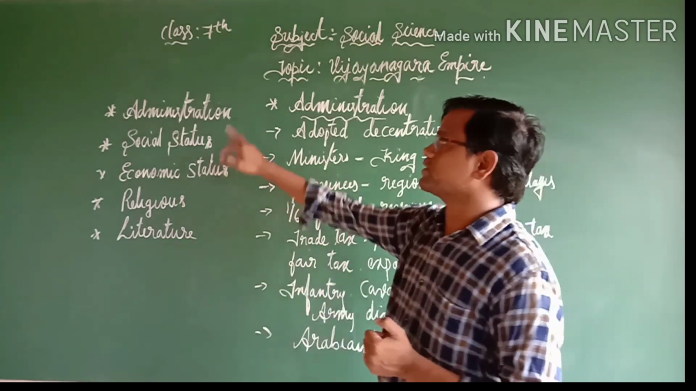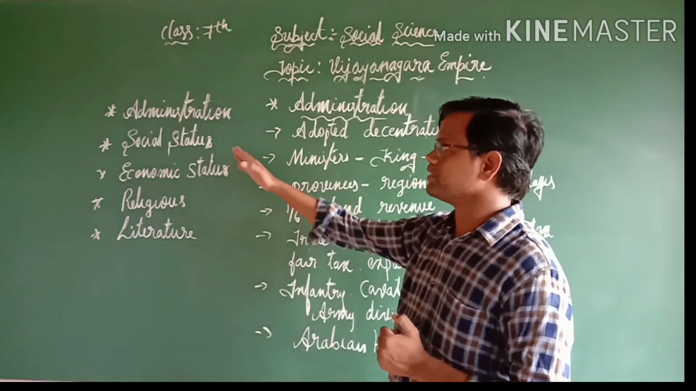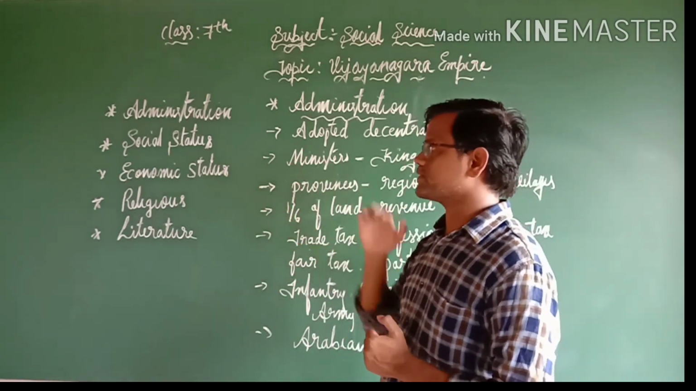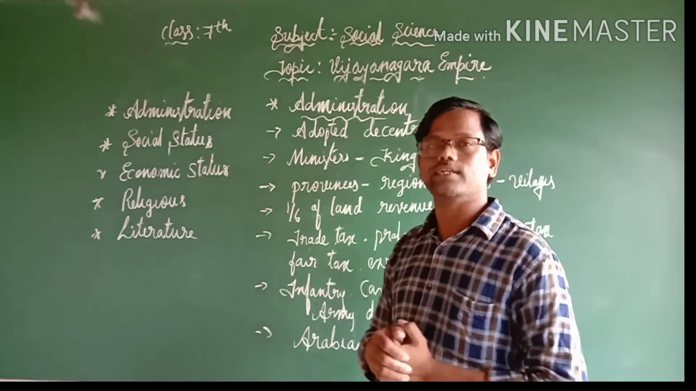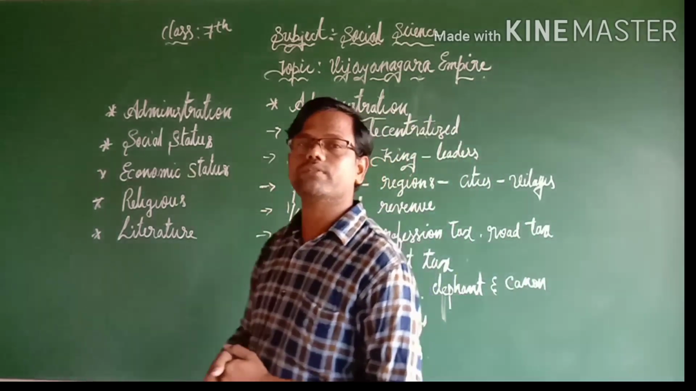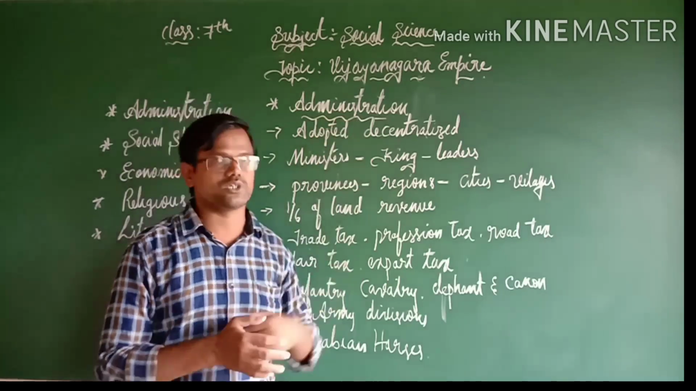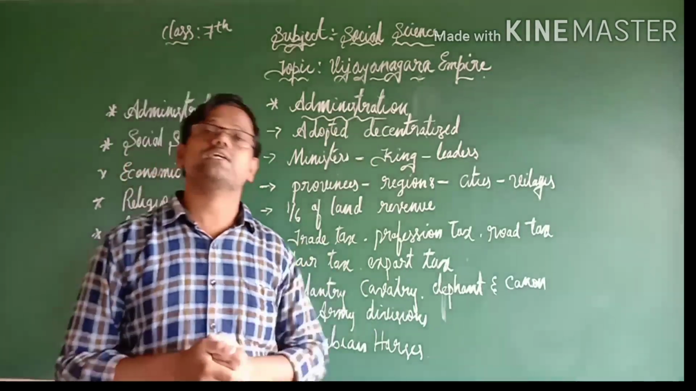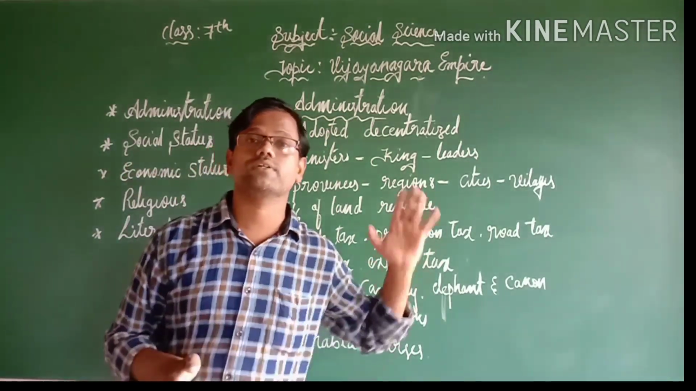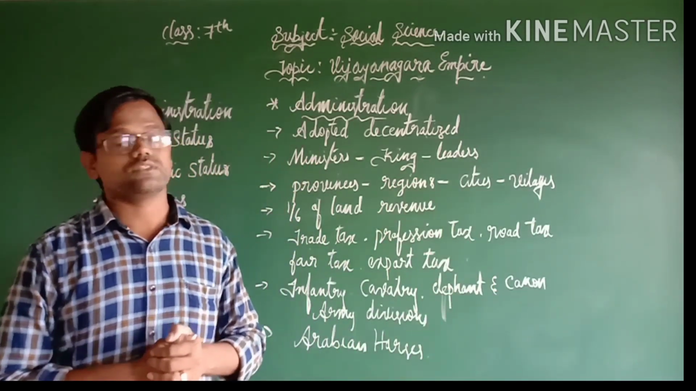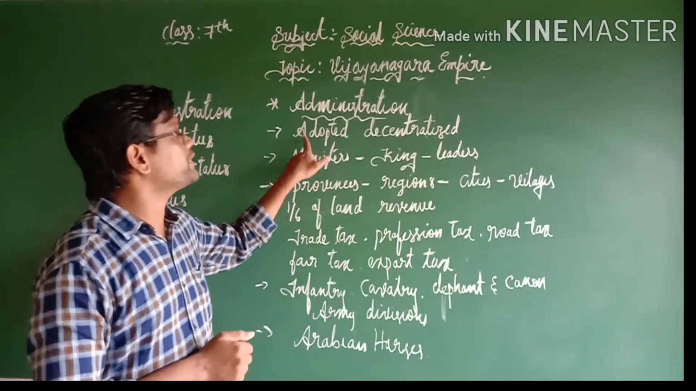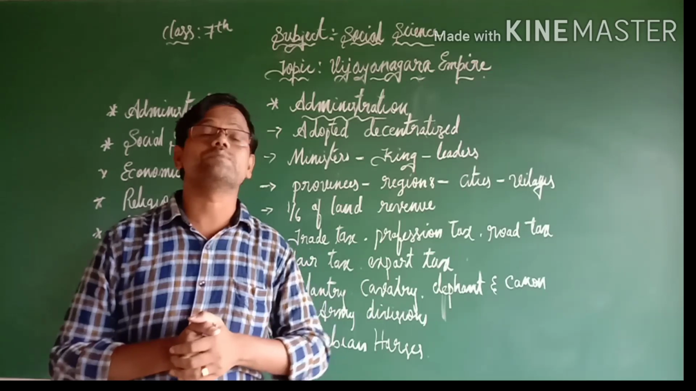Those are, first, administration, then social status, economic status, religion and literature. So let us discuss one by one. In the first one, administration. The Vijayanagara dynasty has given more contribution in the field of administration. The Vijayanagara Empire adopted decentralized administration.